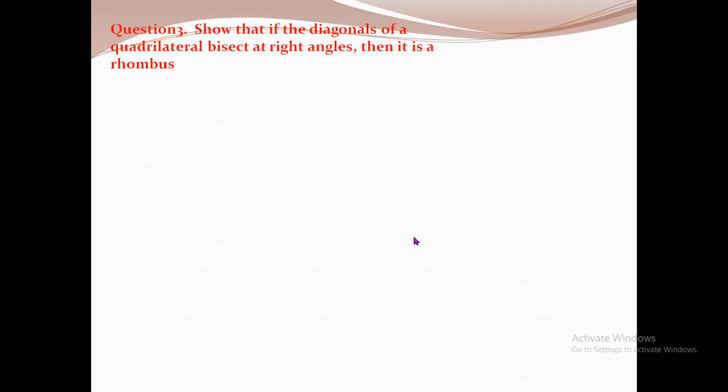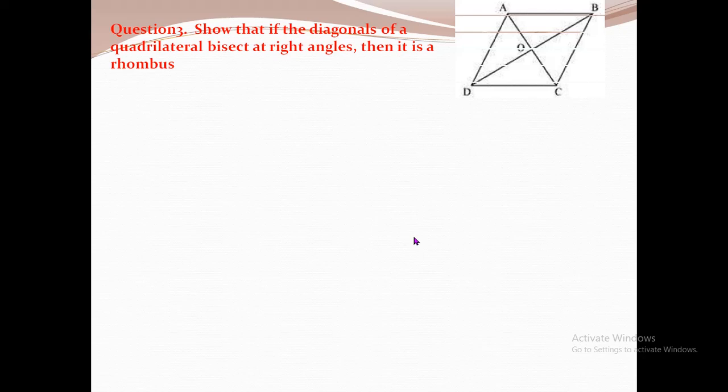How do we prove that? Let us take the corresponding figure for this one. Here you see ABCD is chosen. Think that it's a quadrilateral. Then its diagonals AC and BD are bisecting at right angles. Here is a right angle.